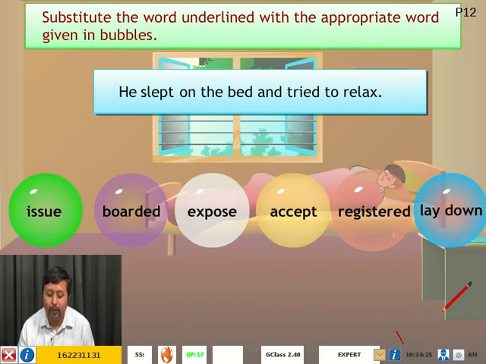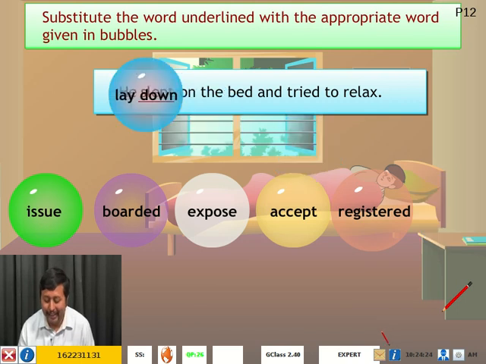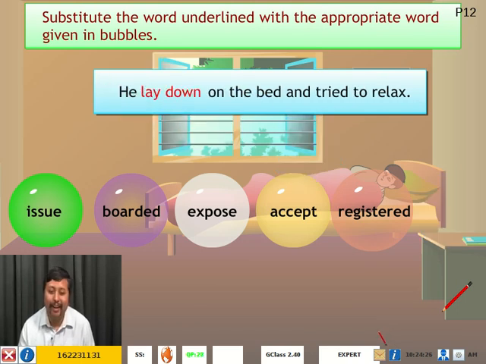Issue, boarded, expose, accept, registered, and lay down. What would be the right word? The word we need to change is slept, and the right answer is, very good, lay down. He lay down on the bed and tried to relax.